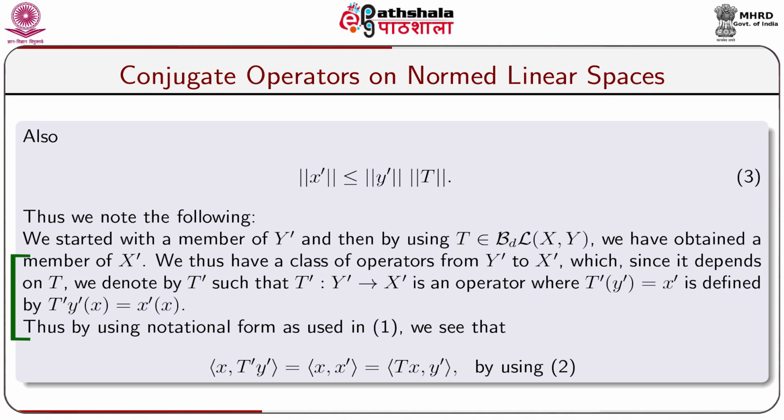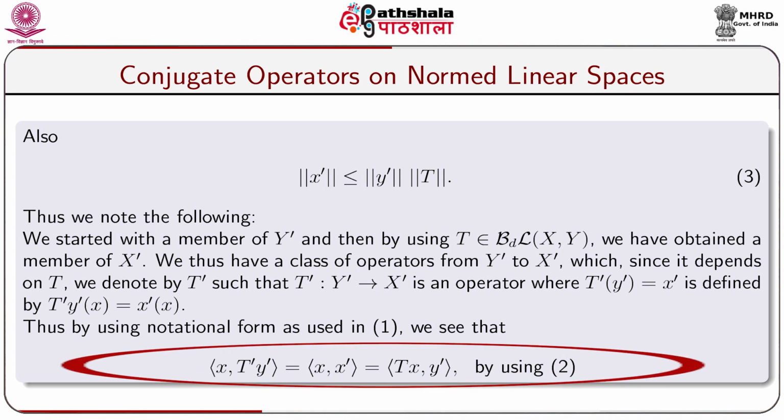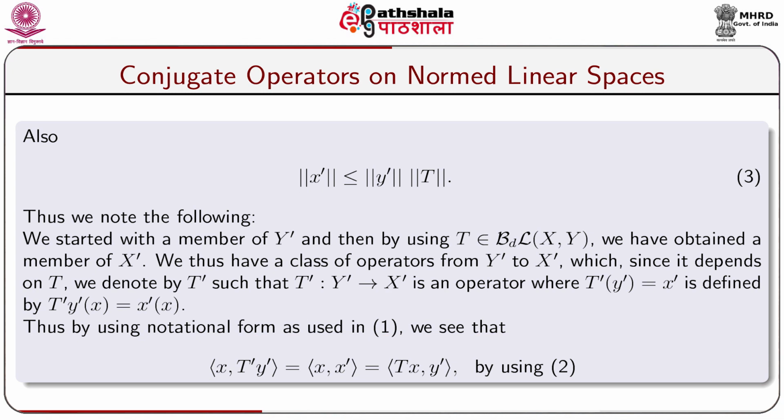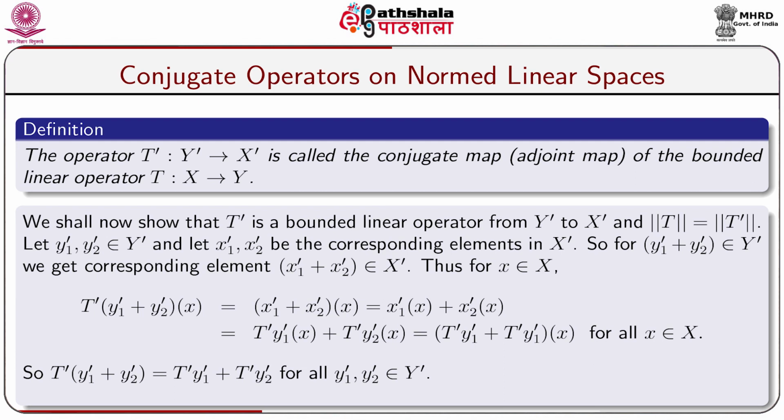Thus, by using the notational form as used in equation number 1, we see that the symbol (x, T'y') is equal to (x, x'), which is equal to (Tx, y'), by using equation number 2. Let us take a definition. The operator T' from Y' to X' is called the conjugate map or adjoint map of the bounded linear operator T from X to Y.